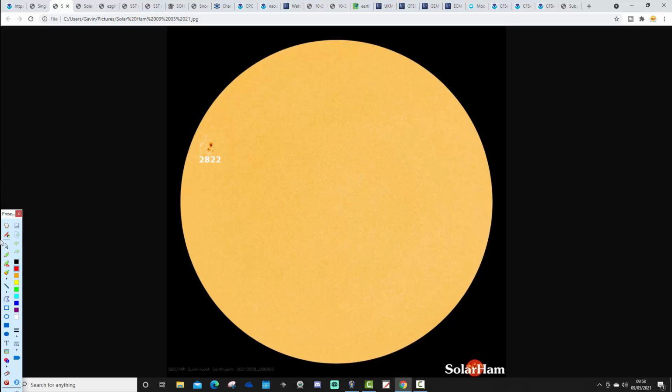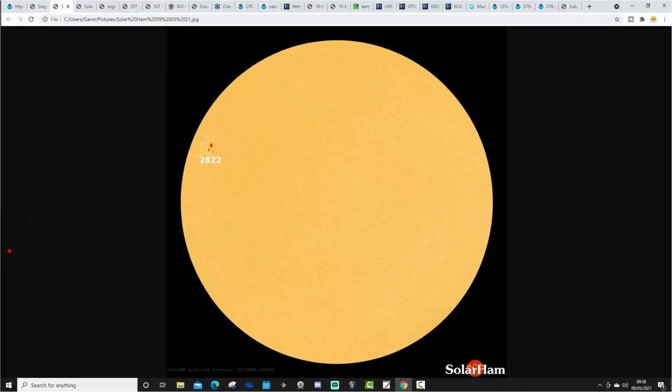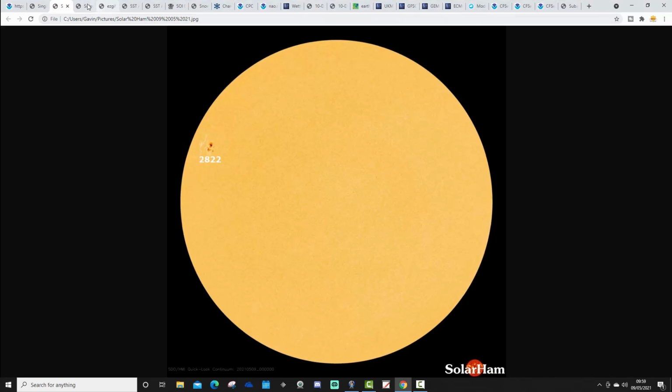Right, so solar activity next. This is our solar disk, looking at our side of the disk today from solarham.net. So we've got one sunspot region just there. Otherwise, the solar disk hasn't got much going on today. Solar activity is at low levels and is expected to remain at low levels for the next 3 days.